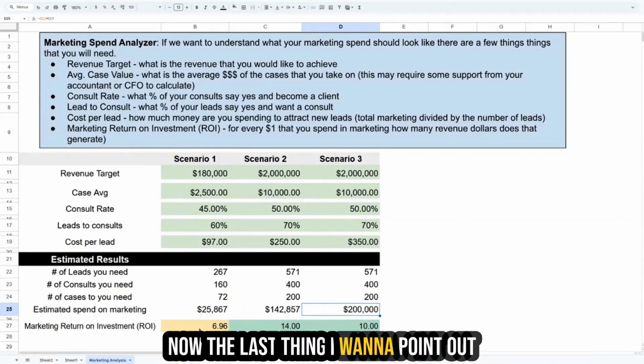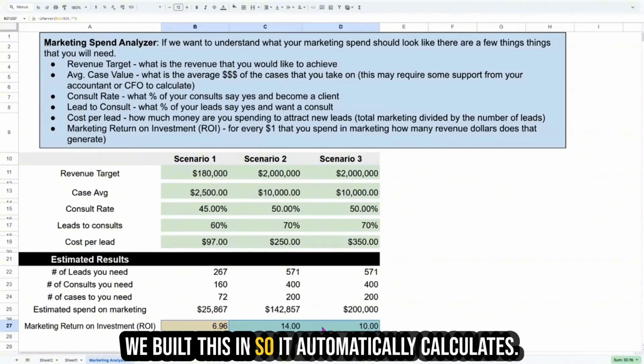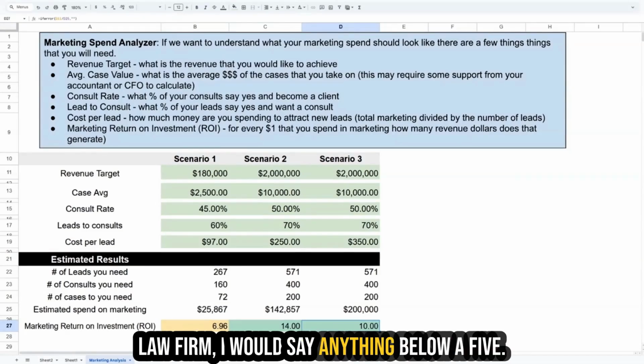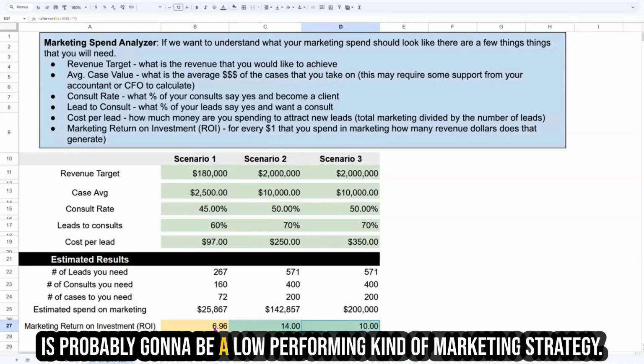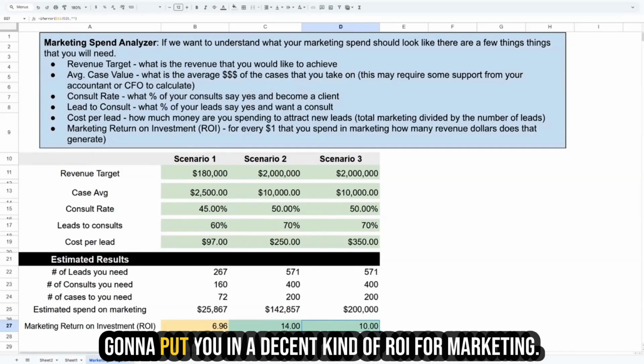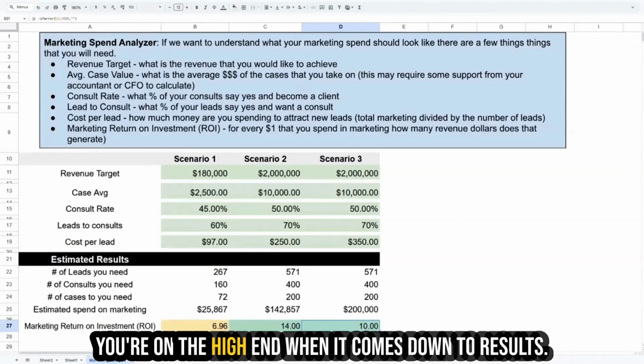Now, the last thing I want to point out here is the marketing ROI number. We built this in so it automatically calculates. In general, when you're looking at a law firm, I would say anything below a 5 is probably going to be a low performing marketing strategy. Anything between a 5 and a 7 is probably going to put you in a decent ROI for marketing. But anything above a 7, I would say, you're on the high end when it comes to results.